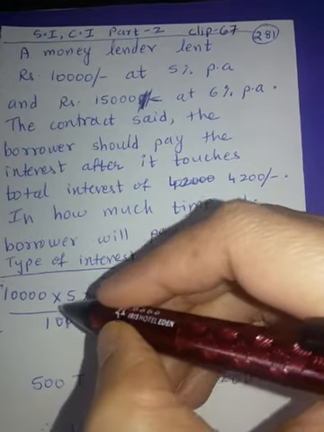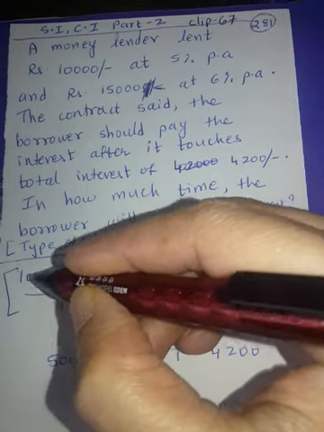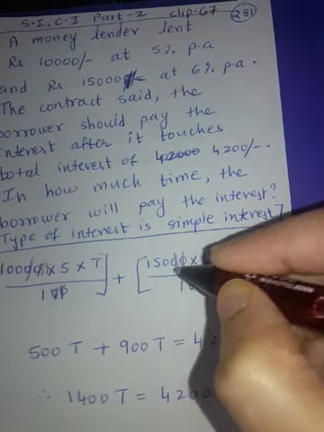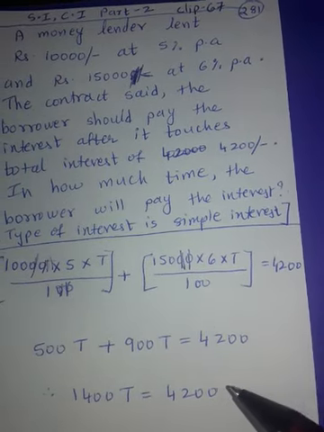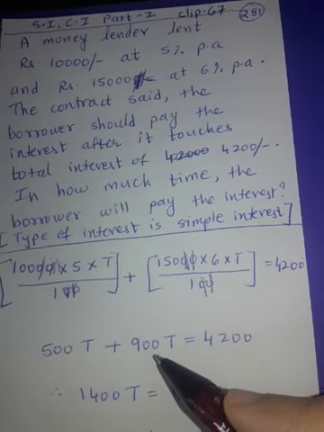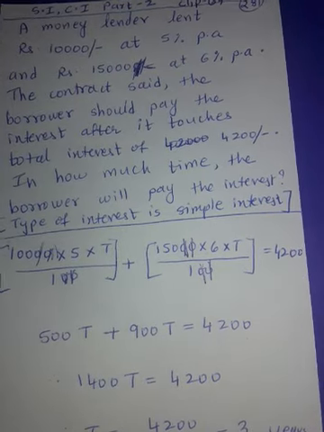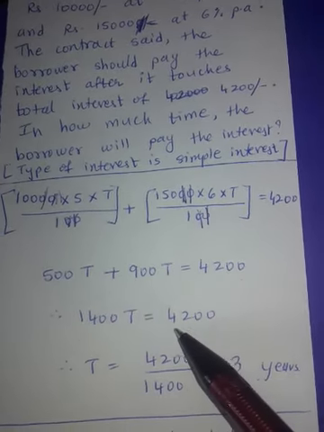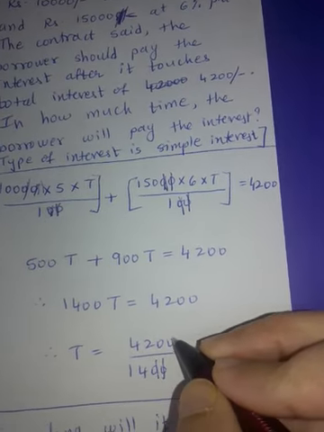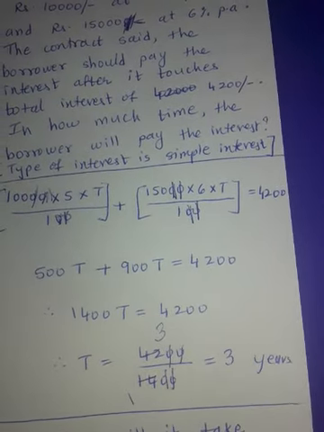Now let's solve this. 2 zeros gone. Very easy actually. 100 into 5, 500t. Again 2 zeros gone. 150 into 6 is 900t. So 500t plus 900t is 4,200. So 1400t is 4,200. So t is equal to 4,200 upon 1400, that is 3. 14 3s are 42. So answer is 3 years.